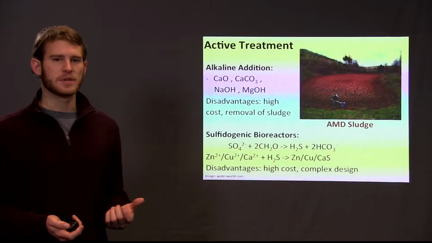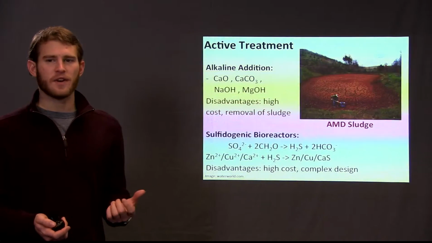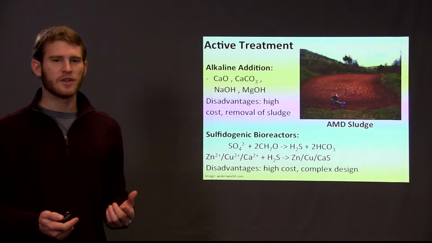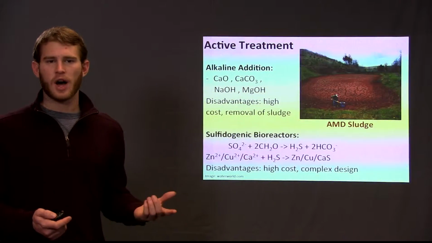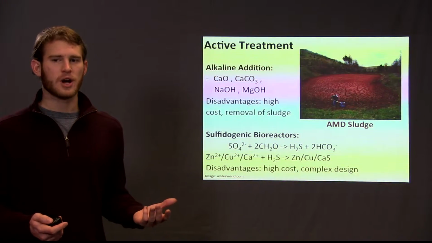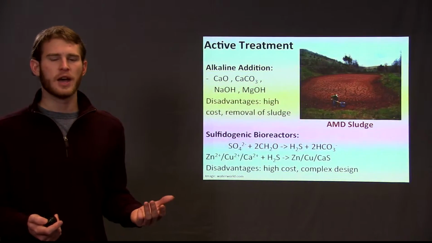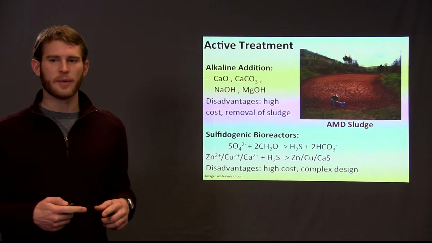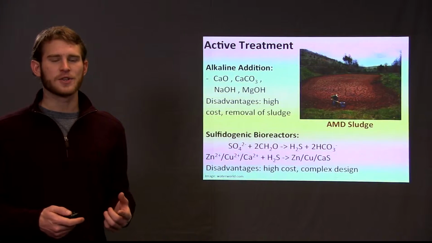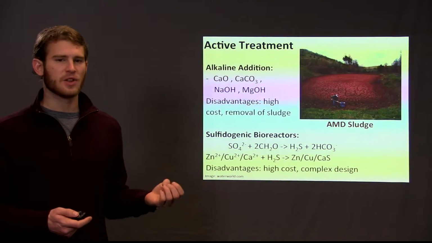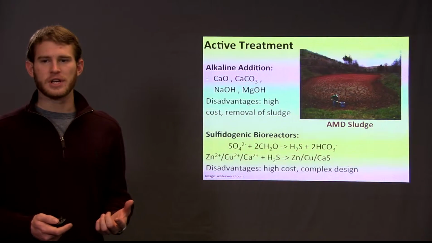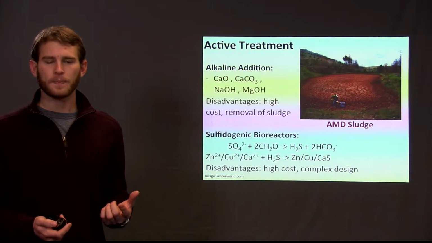Active treatment systems have also been employed. These involve a continuous chemical input into the system. The addition of alkaline materials such as lime, limestone, or sodium hydroxide has often been used. However, these systems are high cost due to the continuous chemical input, and they also produce a thick sludge shown in the picture here, the removal of which is a complicated problem.